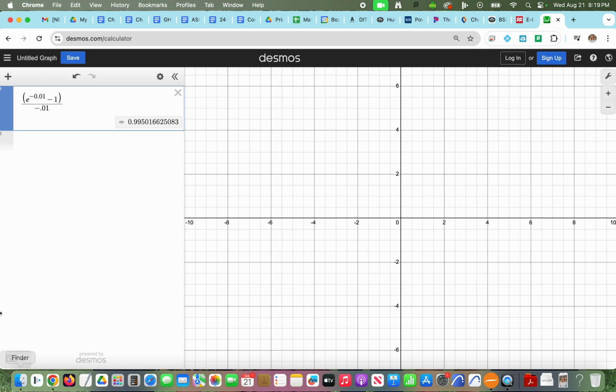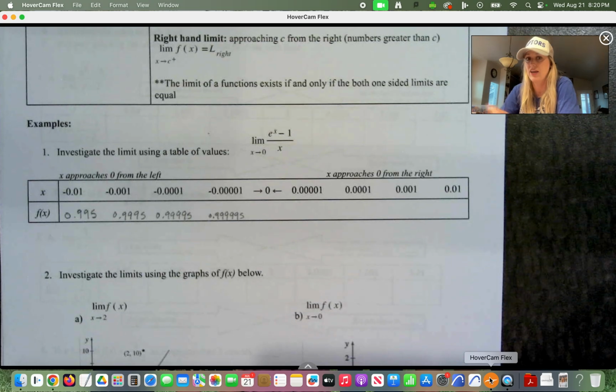The reason why Desmos is kind of nice, now I'm going to put in the next x value. All it did is add a 0 in each of those. So now I have an extra 9, 0.9995. One more 0 in here, 4 9s. Then one more 0 for this last one, 5 9s. Okay, so here's what I have in this table.